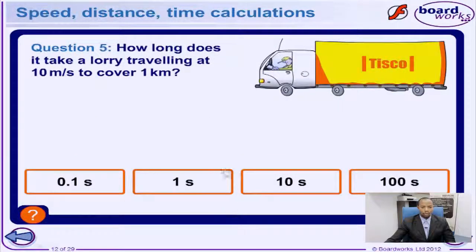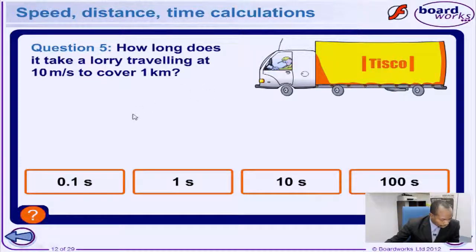So we go to the next question, which says, how long does it take a lorry to travel at 10 meters per second to cover 1 kilometer? Speed is given to us in meter per second, and the distance is given to us as 1 kilometer. 1 kilometer we change to what? We change to meter, because the speed is in meter per second. We cannot leave this in kilometer. So it becomes 1 kilometer equals 1,000 meter, the basics that we learned in primary school.